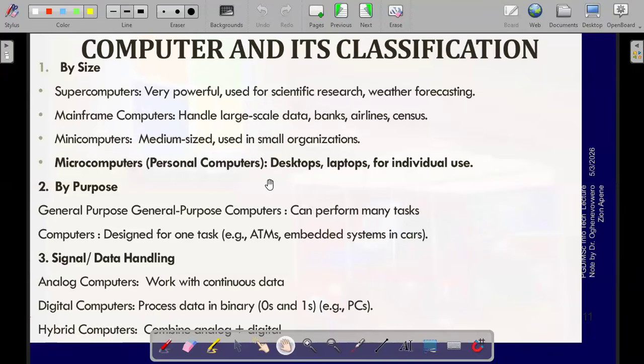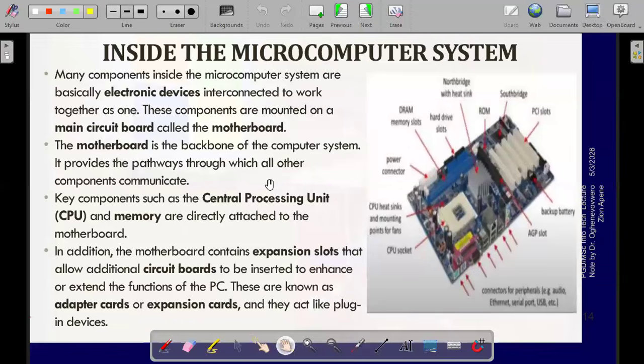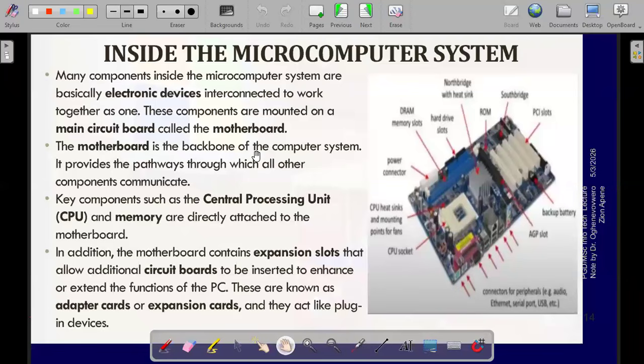Then I think we have the expansion slot. Let me just go forward if I have this here. Expansion chip. Okay, I don't have it. This particular material is for your CIT 759. Yes, I taught the course last semester.